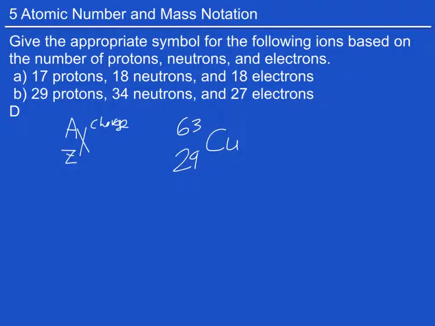And now for the charge, we need to just compare. We have 29 plus charge from the protons, and we have 27 negative charges from the electrons. So if you look at it, 27 minus 29 plus, we net out to 2 plus. So that is going to be the copper 2 ion, copper 2 plus. Okay, so that's how we write the correct notation for this.